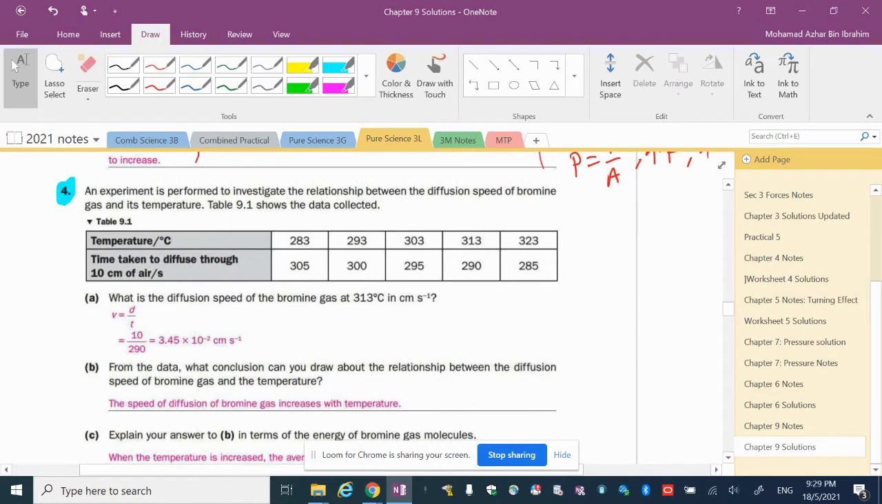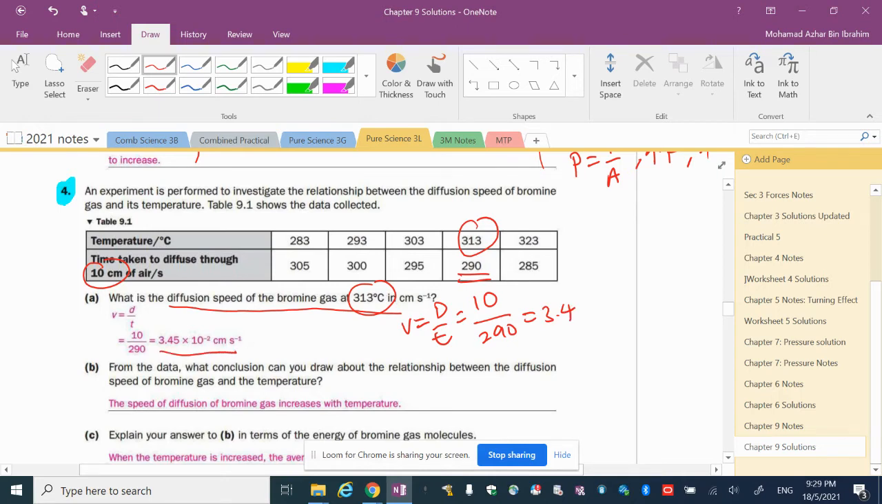All right. This one is actually a data analysis question. So what is the diffusion speed of bromine at 313 degrees Celsius, which is this one? It gives you the time taken for it to travel through 10 cm of air. It takes 290 seconds. So that means velocity equals distance over time. The distance it travels is 10 cm. Time it takes is 290. Then you can calculate 3.45 as the answer here: 3.45 times 10 to the power negative 2 cm per second.